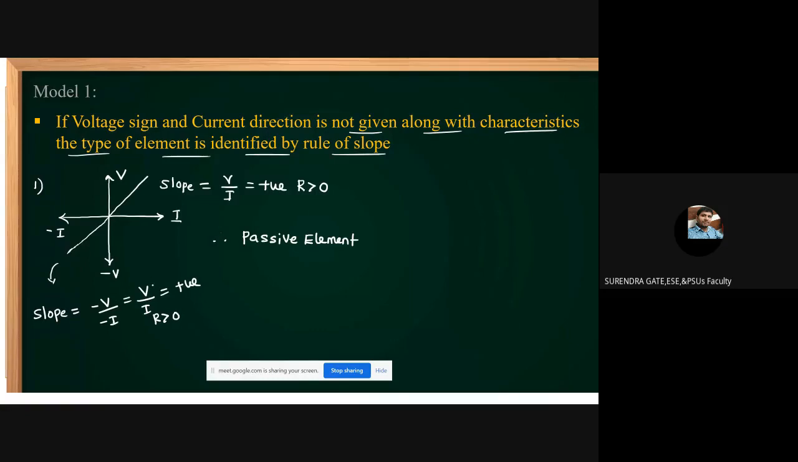Or otherwise, we can also apply the rule of power delivered and power absorption, students. Here V greater than 0, I greater than 0, students. V greater than 0, I greater than 0 means power is V into I. That is, power is positive. Power is positive means here P equals VI, that is, power is absorbed.